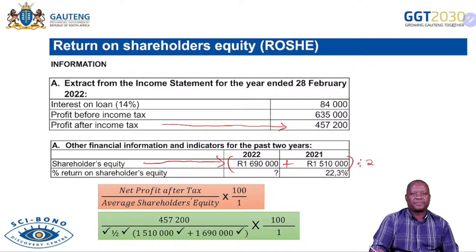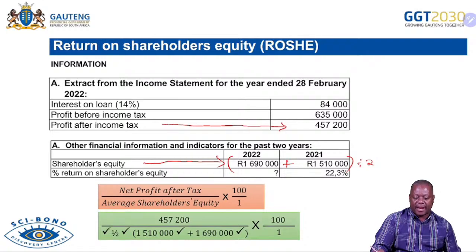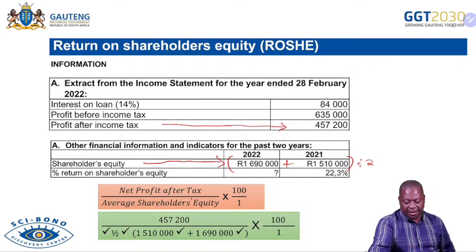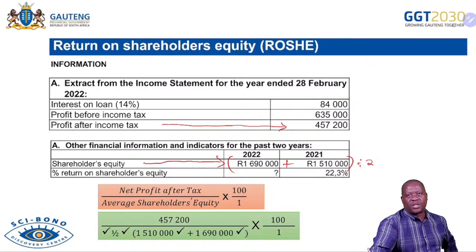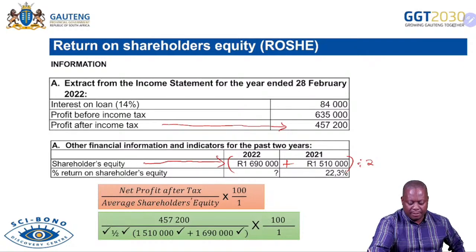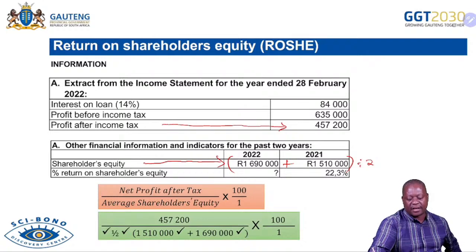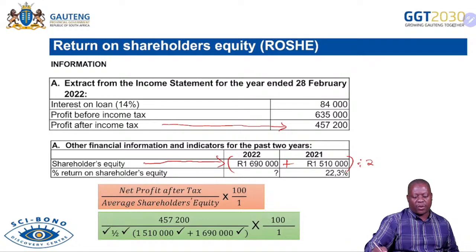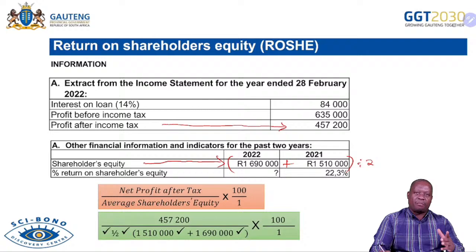There it is. 457,200 net profit after tax. We divide by half of our 1,510,000, which is the balance at the beginning, plus 1,690,000, which is the balance at the end. Remember here we want to have our answer as a percentage, so because of that, we multiply by 100.